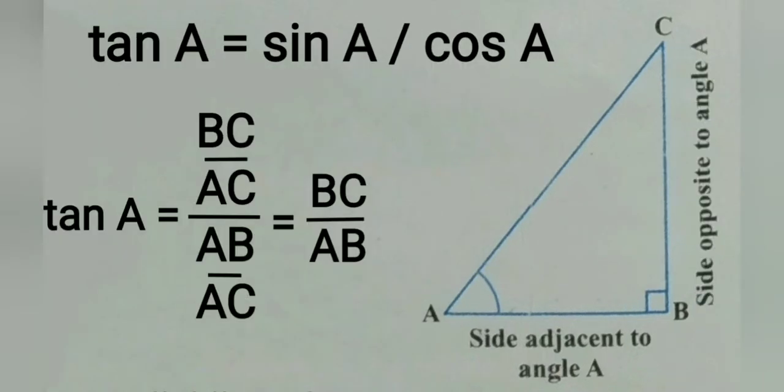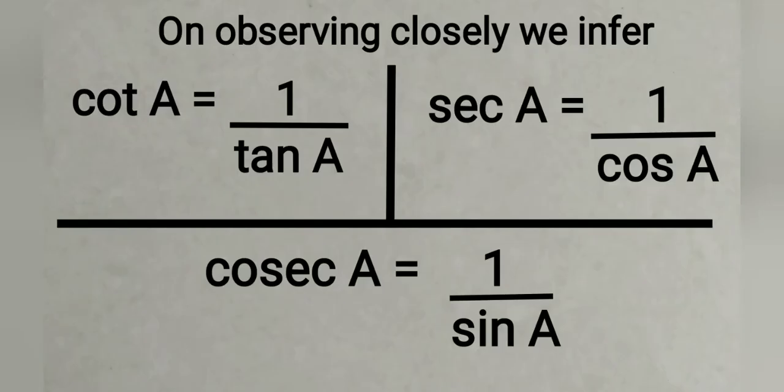Tan A can also be worked out as the ratio of sin A to cos A. Sin A, which is BC upon AC, and cos A, which is AB upon AC, ultimately gives BC upon AB, which is nothing but tan A. On observing closely, we infer that cot A is the reciprocal of tan A, sec A is the reciprocal of cos A, and cosec A is the reciprocal of sin A.